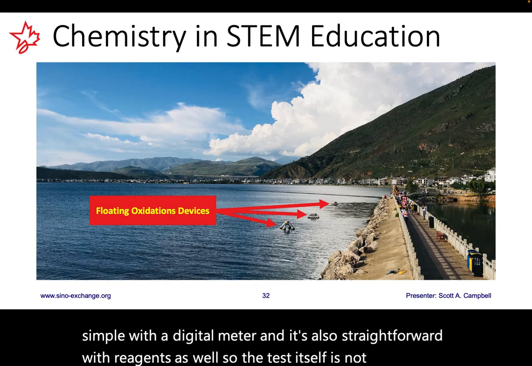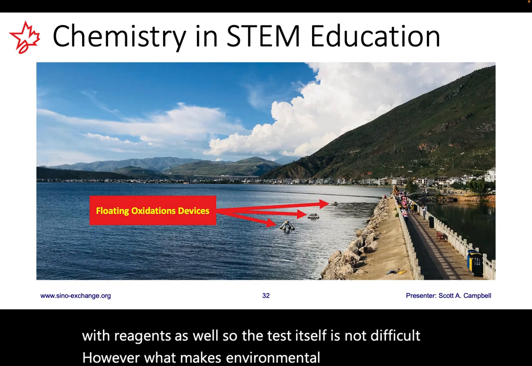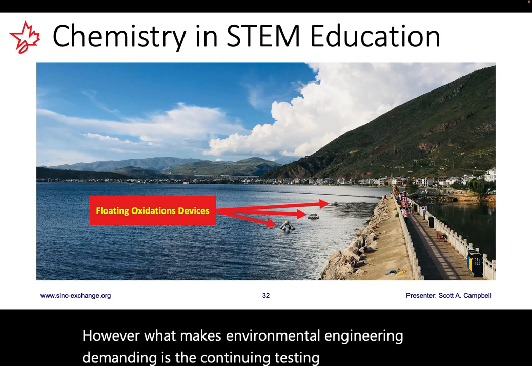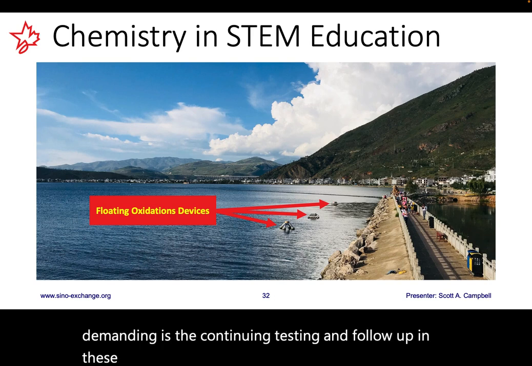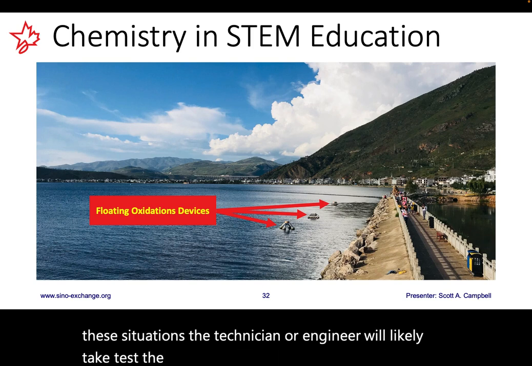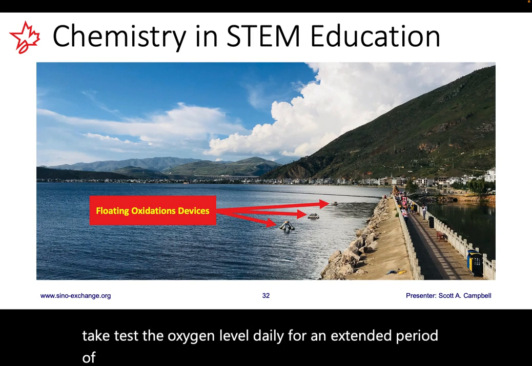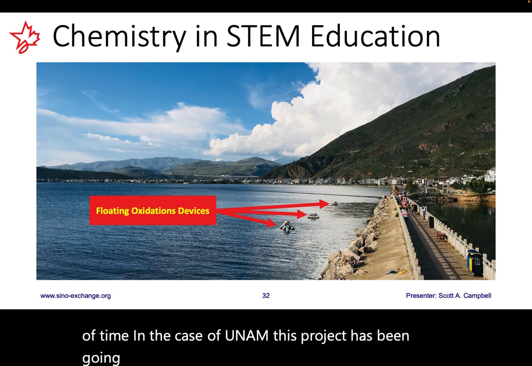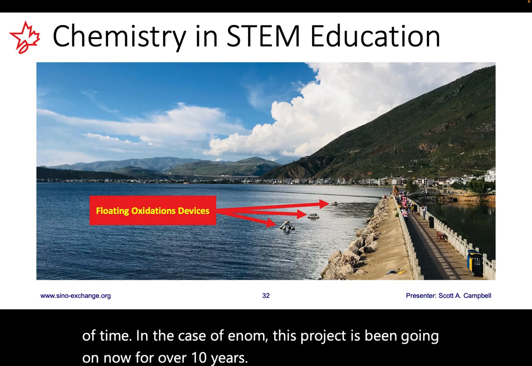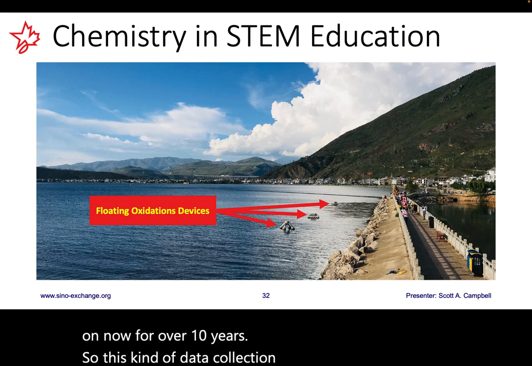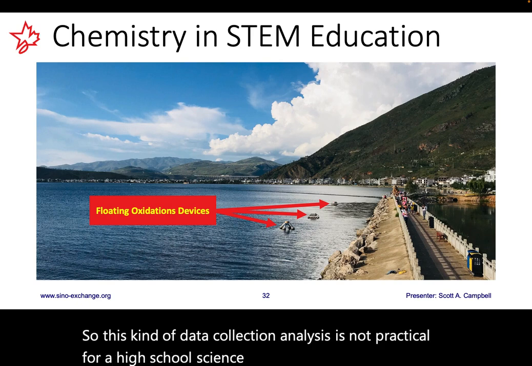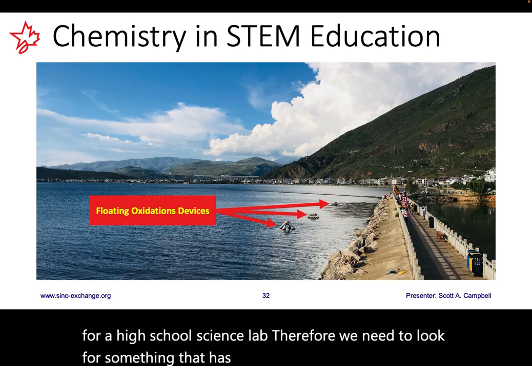However, what makes environmental engineering demanding is the continuing testing and follow-up. In these situations, the technician or engineer will likely test the oxygen level daily for an extended period of time. In the case of Yunnan, this project's been going on now for over 10 years. So this kind of data collection analysis is not practical for a high school science lab. Therefore, we need to look for something that has a little bit more immediacy.